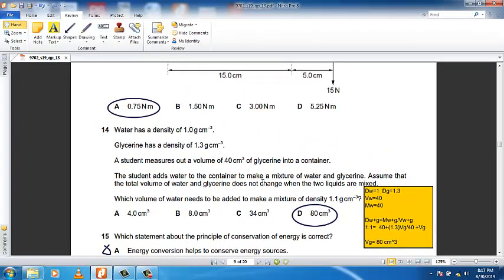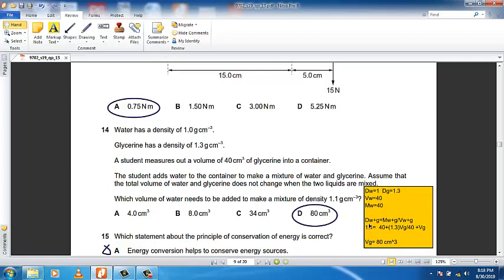So we are given the density of water, which is 1, the density of glycerin, which is 1.3, the volume of glycerin, which is 40, and the mixture density. So the density of the mixture equals the mass of water plus glycerin divided by the volume.